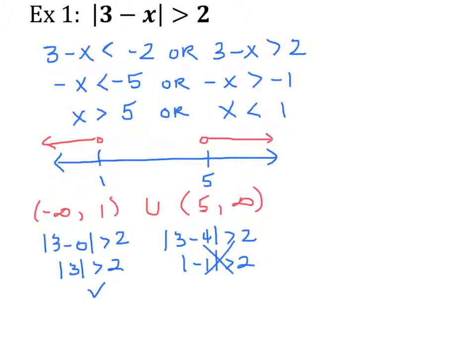And one more time, let's use 6. So we'll go 3 minus 6. Absolute value of -3 is +3, and that works. All right, and this agrees with our graph. Now this is not something you need to do each time, but it was just a matter of proof to show you that it really does work. So let's go to the next example.